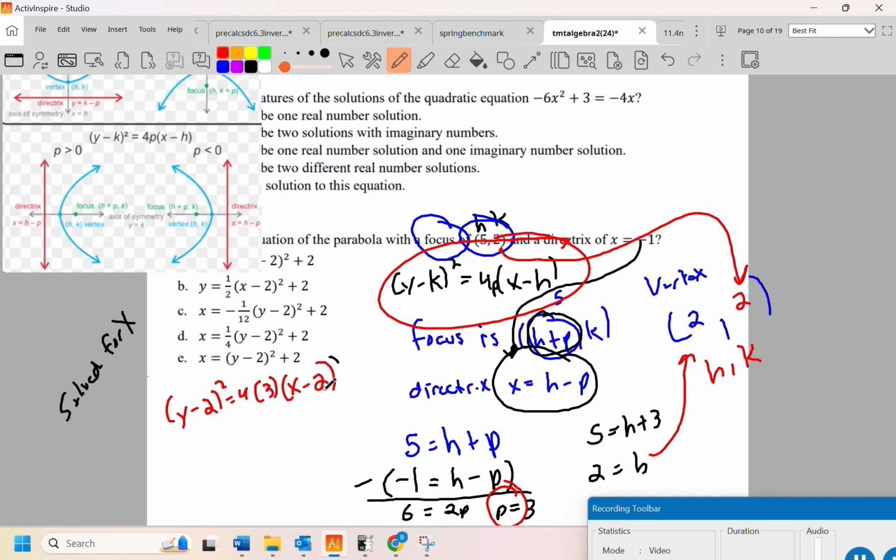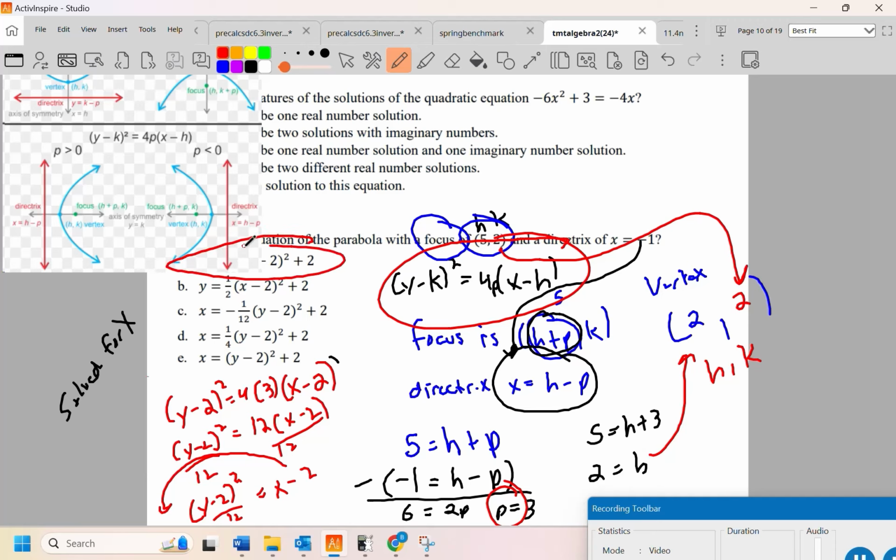Now, what they have done is they have solved these for x's. You guys don't know this, but things that are graphed horizontally are solved for x. So this is going to be a 12. We're going to divide the 12 out, and you can already kind of get an idea of what we're looking at here. But we're going to have y minus 2 quantity squared over 12 equals x minus 2. And if I just shift that on over, I will get the first choice. So this is kind of nice.